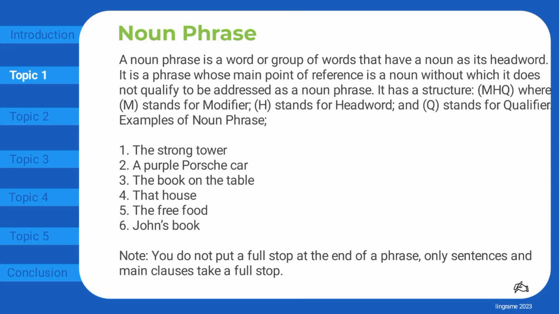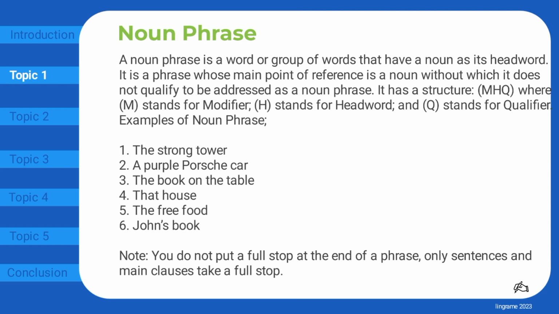Noun phrase. A noun phrase is a word or group of words that have a noun as its head word. It is a phrase whose main point of reference is a noun without which it does not qualify to be addressed as a noun phrase. It has a structure, MHQ, where M stands for modifier, H stands for head word, and Q stands for qualifier.